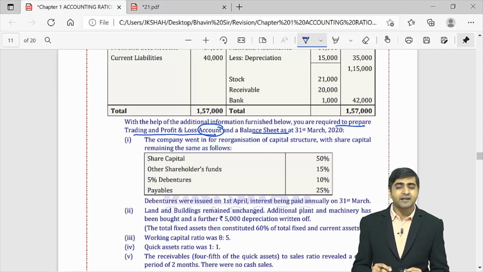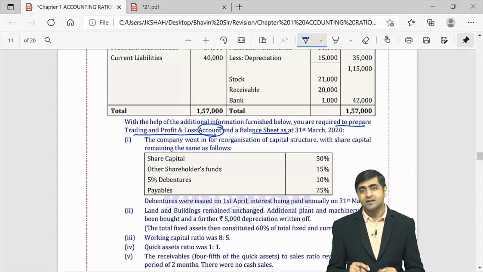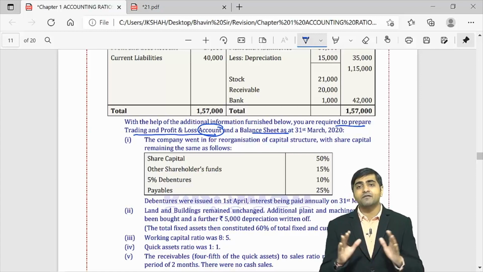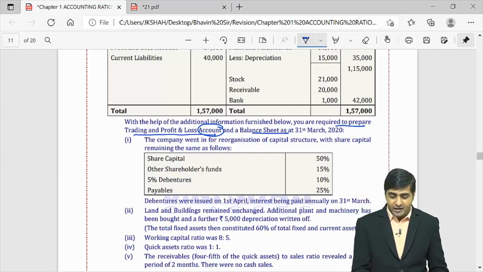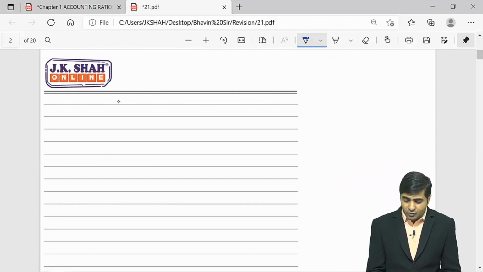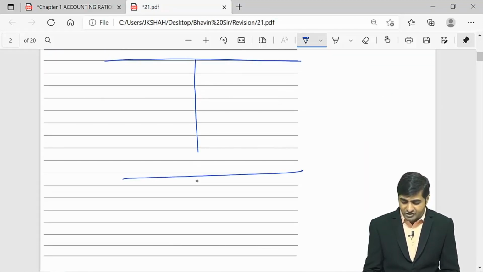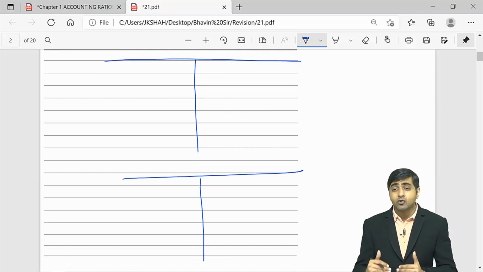So always remember that whenever we have questions where we have to prepare the financial statements, the first step is you prepare the face of your trading P&L and balance sheet. It means that according to you, whichever items are going to come in your trading profit and loss account and your balance sheet, you should first make a note of that.